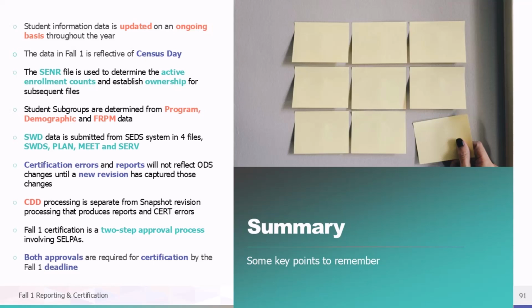The certification errors and reports will not reflect data changes until a new revision is captured. So you want to mind that. We recommend when trying to troubleshoot errors to use DDs, right? CDD processing is separate from snapshot revision processing that produces reports and cert errors. So just as we previously mentioned, you want to use data discrepancies. One of the primary advantages is the data discrepancy module in CalPADS will allow you to see resolved errors that are not yet part of the snapshot revision.